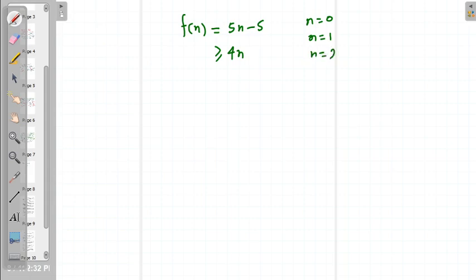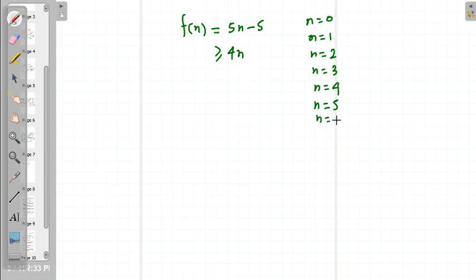So n equals 2, so this is 10 minus 5, so this is 5 greater than or equal to 8, still not satisfied. n equals 3, so this is 15 minus 5, that is 10, greater than or equal to 12, not satisfying. n equals 4, so this is 16 and this is also 16. And n equals 5, this is 20 and this is 20.